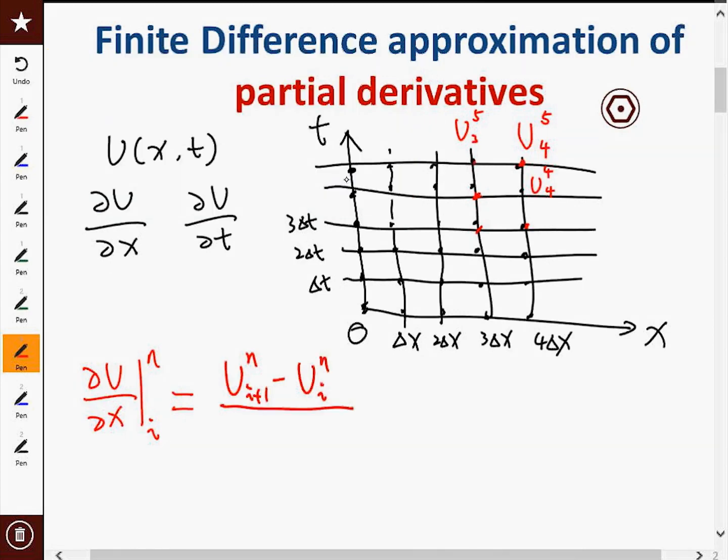If I can approximate the partial derivative by, in this case, I'm fixing n. In a partial derivative, I fix the other variable. In this case, I fix n, which is the same as fixing t. I took the difference in the x direction, the i direction, which is also the x direction. So this is an approximation of the derivative in x. I can call this forward in space.